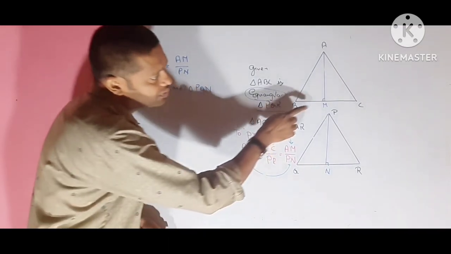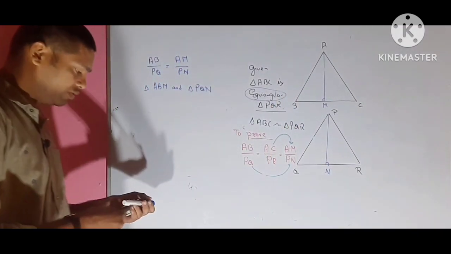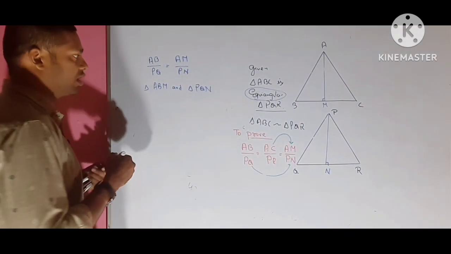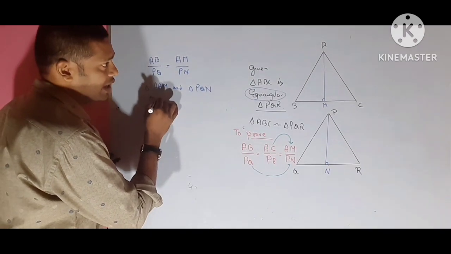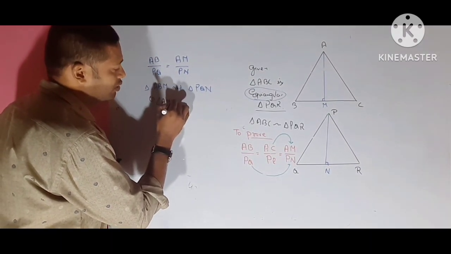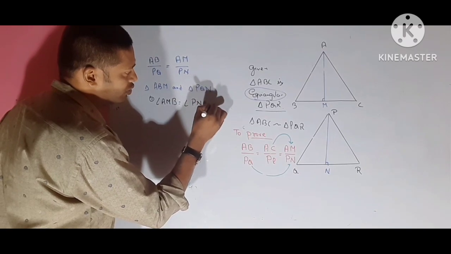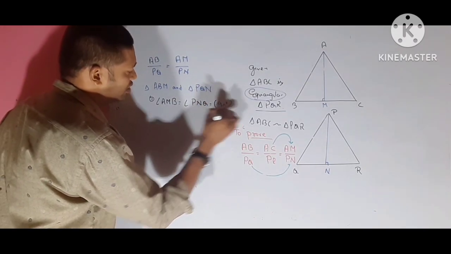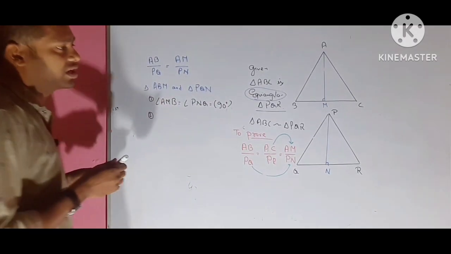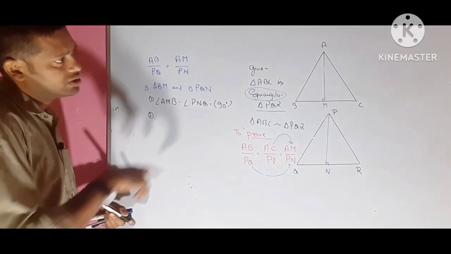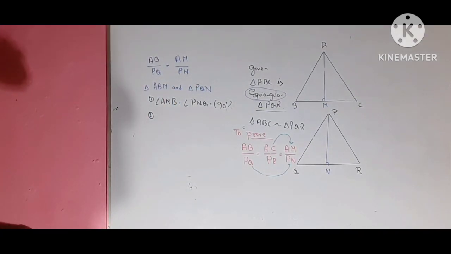Okay, sir, we got one point. The first point, we got the angle as 90 degrees. Okay, write that point. So first point, angle AMB is equal to angle PNQ. Each is 90 degrees. We need a second point. What is the second point? So second point, you search what is the second point in that one.